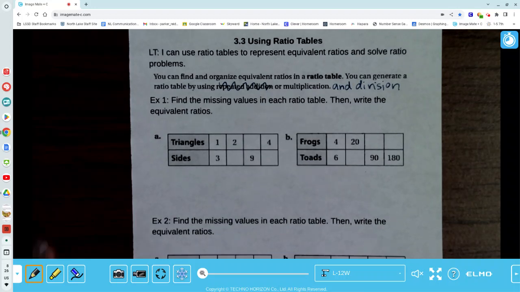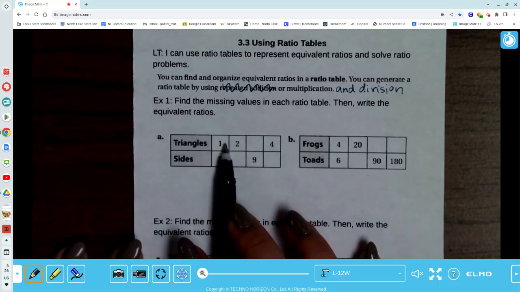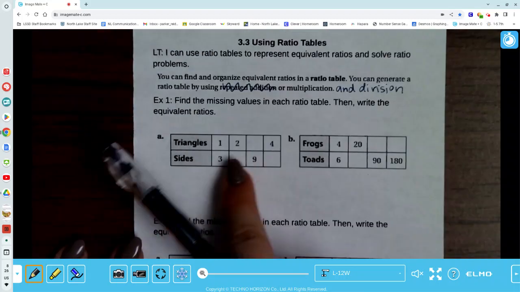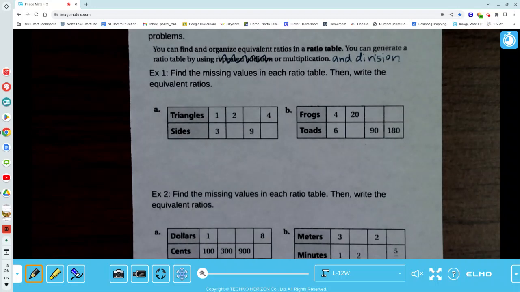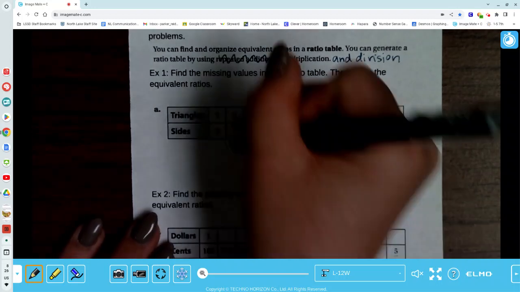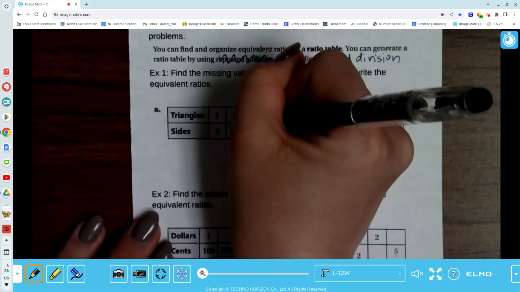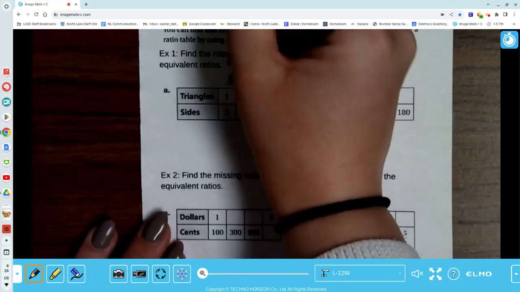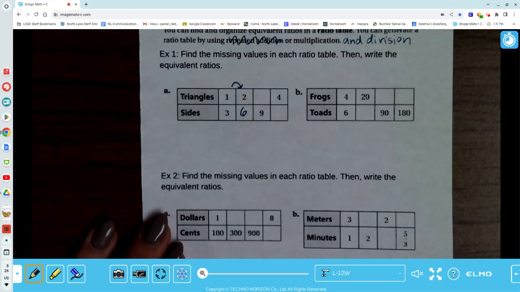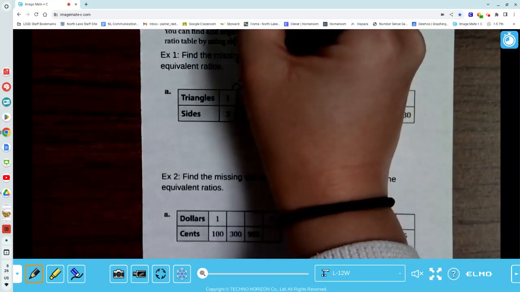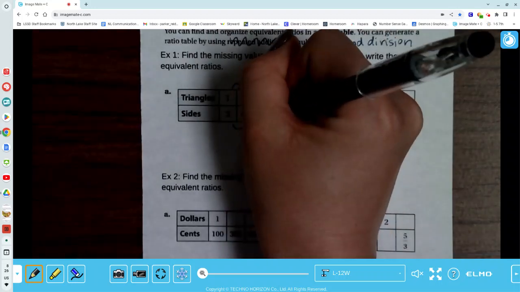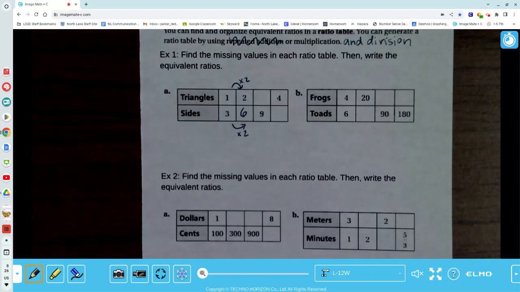So this has triangles to sides. When I have one triangle, there are 3 sides. The next column shows that now I have 2 triangles. How many sides would correspond to that? Mia? 6. Here's how we can know that if we're not really sure what number goes there. What do I multiply 1 by to make 2? 1 times what makes 2? Emma? 2. And if I repeat the same process on the bottom, 3 times 2 makes 6.